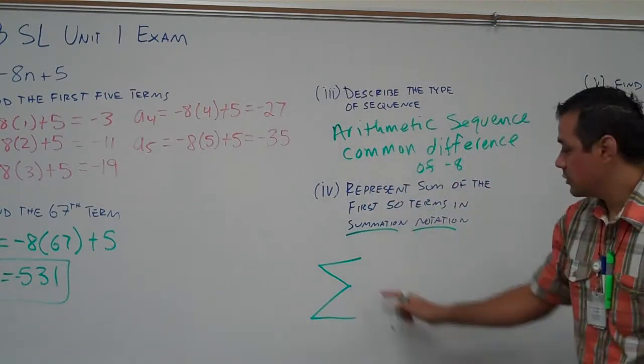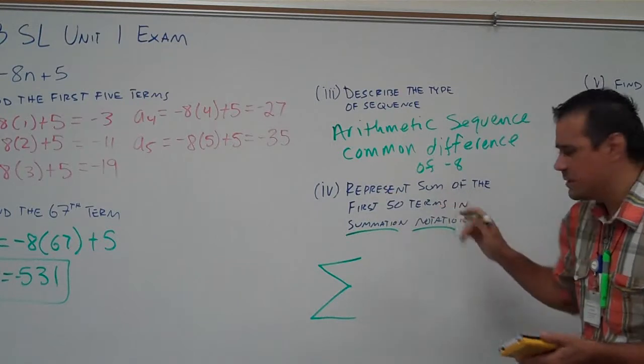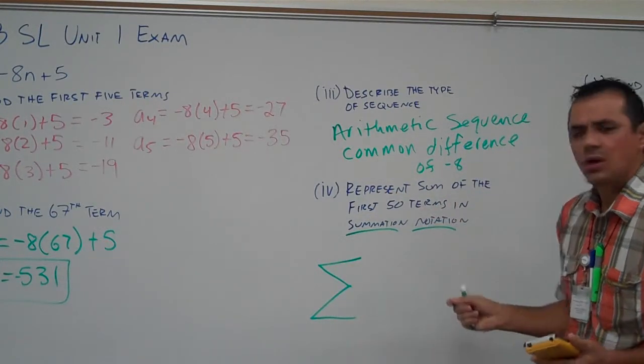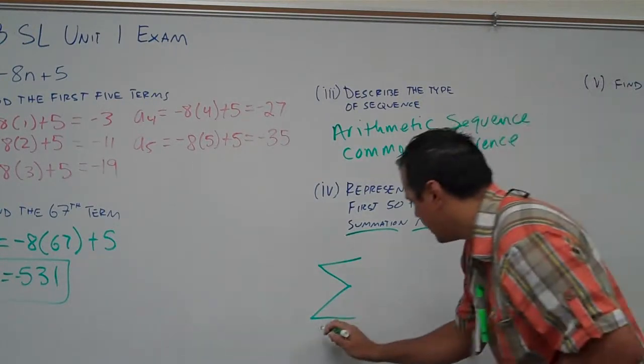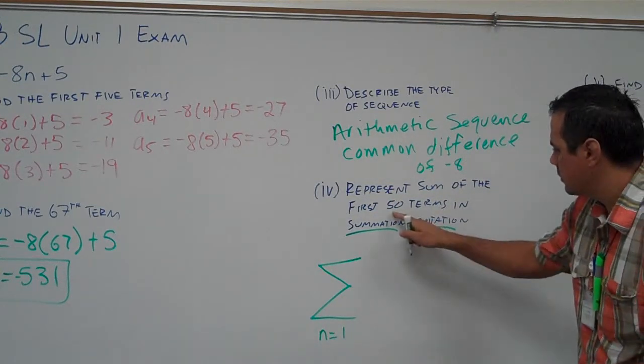So there it is. There's my sigma. So the first 50 terms, now it just says to represent, which means it just wants me to set it up. That's it, right? The first 50 terms. Well, if you recall, in the beginning of the problem we started with a sub 1, which was my first term, right? So I'm going to say, you know what? I'm starting from my first term, and I want the first 50.